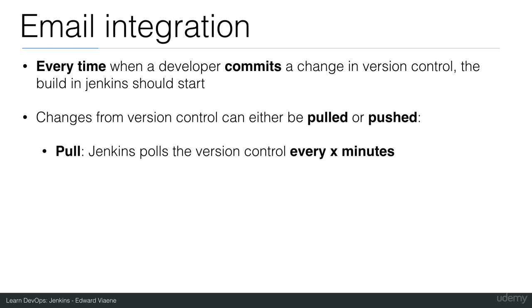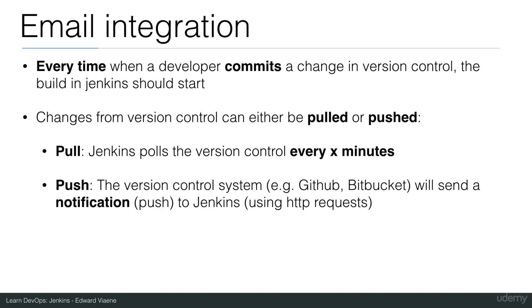With pull, Jenkins is going to poll the version control every X minutes. So it will just be some kind of crontab. Jenkins every minute or every 2 minutes will check in version control: is there a new change? If there's a new change, the build will start. Otherwise, nothing will happen. Push is actually the better version.